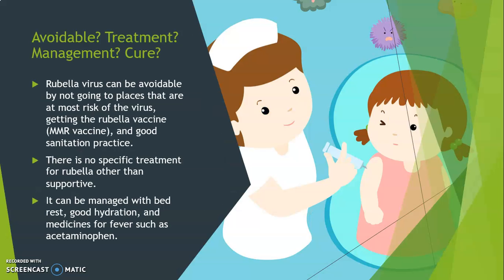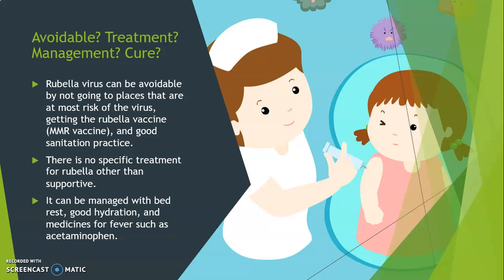Rubella virus infection can be avoided by not going to places that are at most risk of the virus, getting the rubella vaccine, or the MMR vaccine, and good sanitation practice. The MMR vaccine protects against 3 diseases: mumps, measles, and rubella. The CDC recommends children get 2 doses of the MMR vaccine, starting with the first dose at 12 through 15 months of age, and the second dose at 4 through 6 years of age.